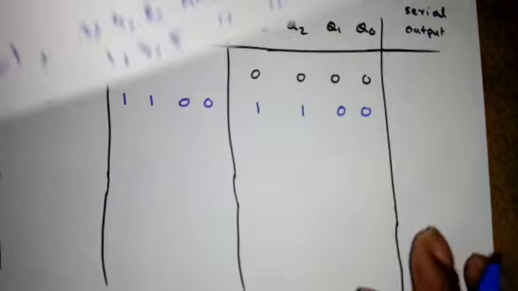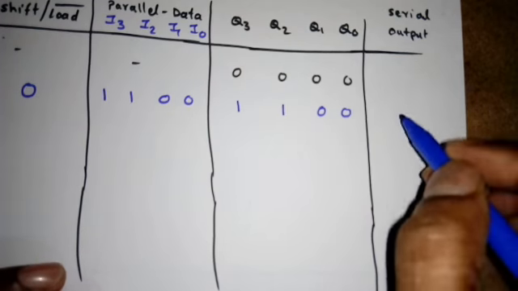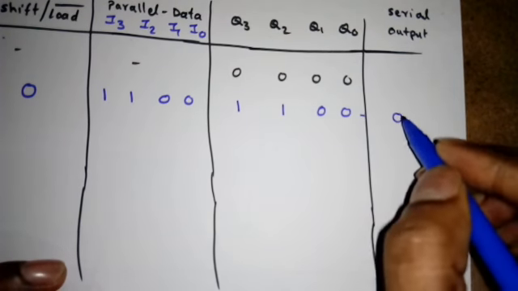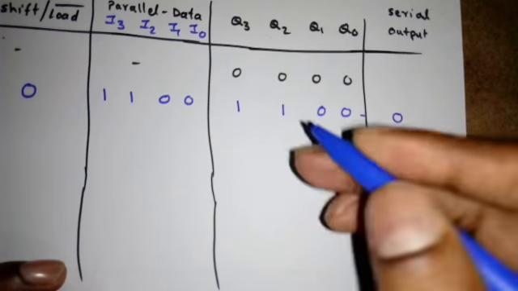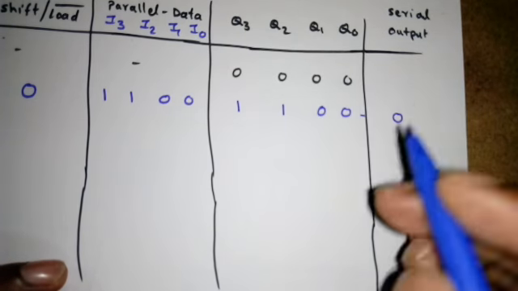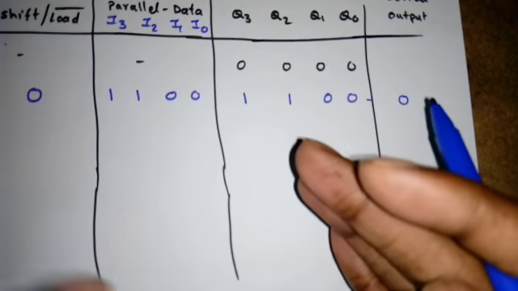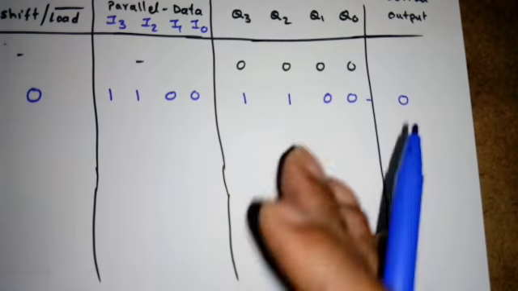So this 0 is already available, so take it out. We can read this 0 at any time. So 0 is available already. Now we have to shift these 3 bits serially out. Now that we will see.